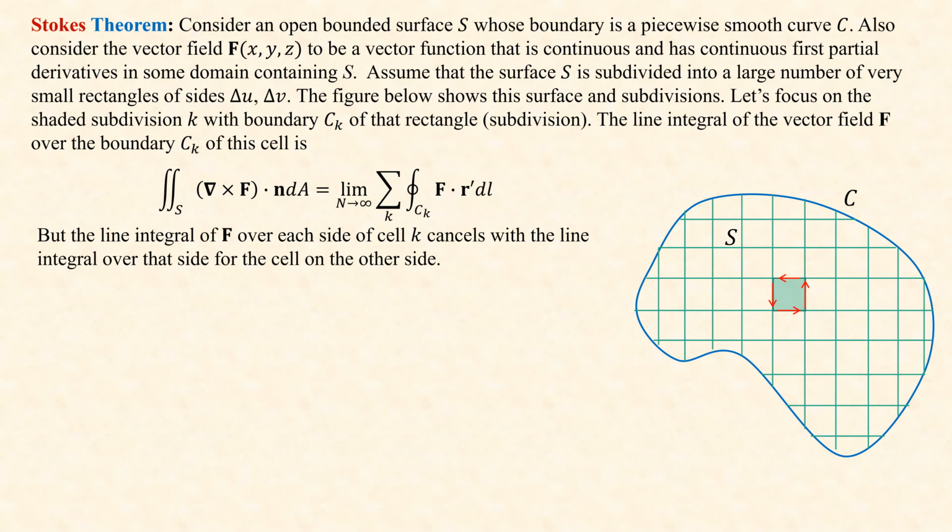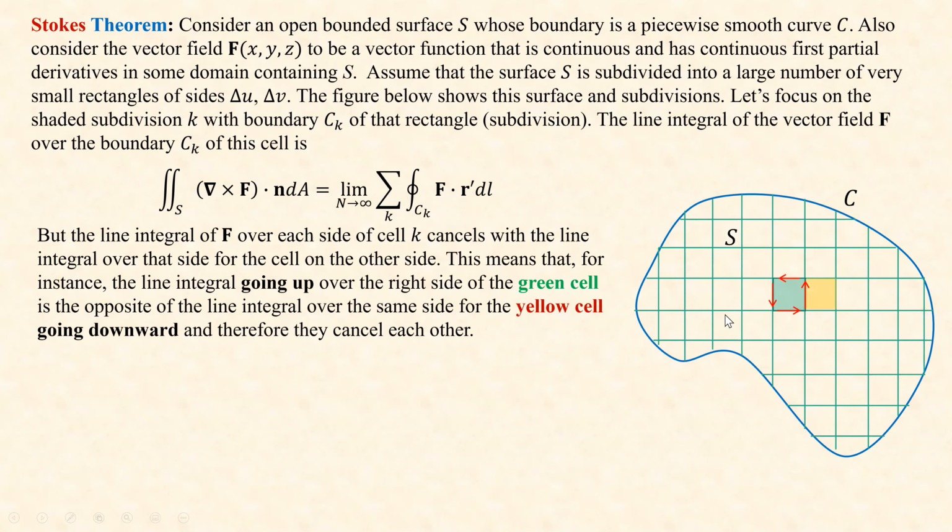The same way as we did before, the line integral of F over each side of cell k cancels with the line integral over the side for the cell on the other side. To illustrate that, the line integral going up over the right side of the green cell, when we are calculating the line integral over this green cell, is the opposite of the line integral over the same side for the yellow cell going downward, because we're taking the line integral for each one counterclockwise. For this one, we go up on this side. For this one, we go down on the same side, right? You know that the line integral, if you go one way or the other, are exactly opposite of each other. So when you add all these contributions, these two cancel out, and this one on this side cancels with the same side on the other one, and this one and this one, all of them cancel out.